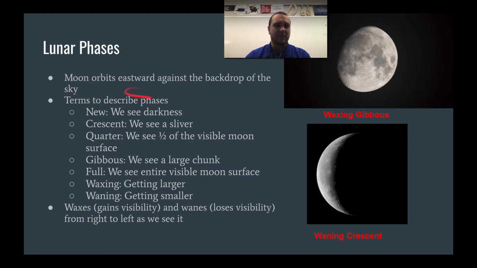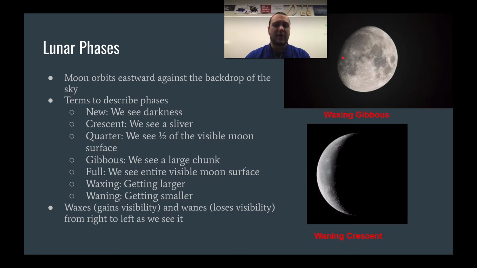Now, we get our terms that we're going to use to describe the phases, right? So new would be dark, all dark, right? Dark moon, new moon. Crescent is going to be this sliver here. A quarter would be half. A gibbous is going to be a good-sized chunk of the moon. Full moon would be the entire lunar surface.